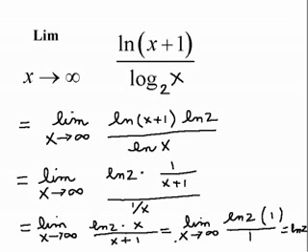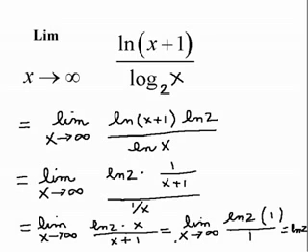Now here's a good example of the application of L'Hopital's rule on a limit which requires repeated application of the rule. Suppose we're looking at the limit as x goes to infinity of the natural log of x plus 1 over the log of x to base 2. This is the limit as x goes to infinity of the natural log of x plus 1 times the natural log of 2 over the natural log of x. That's just using the identity: the log of x to base a is natural log of x over the natural log of a.